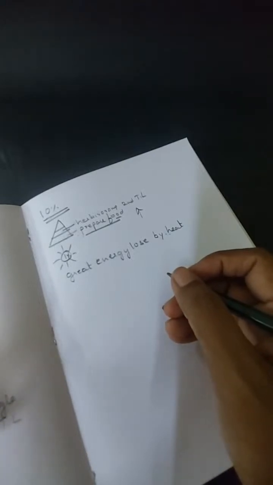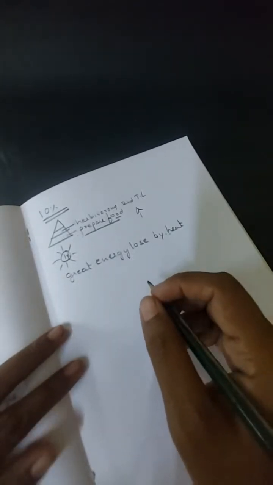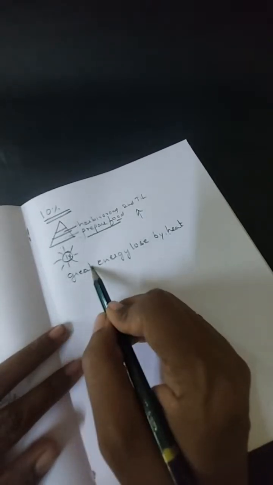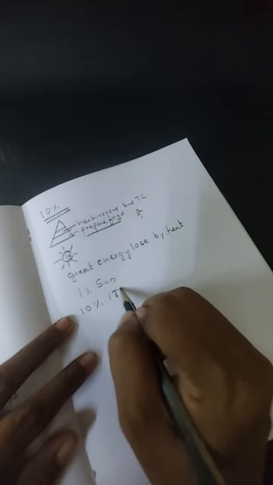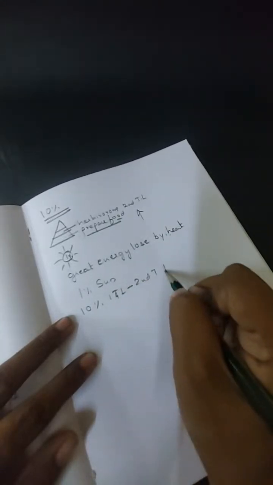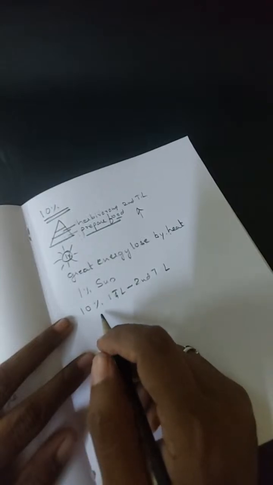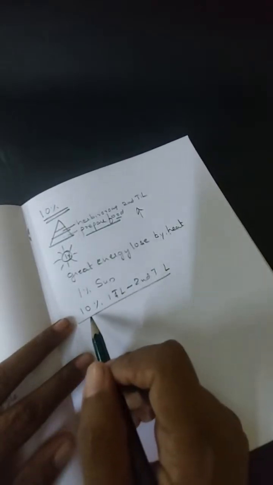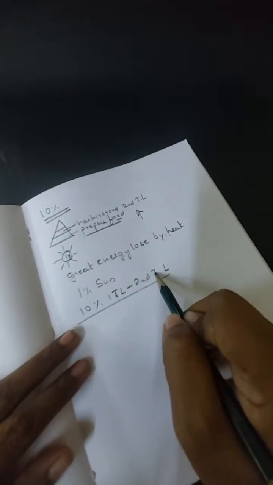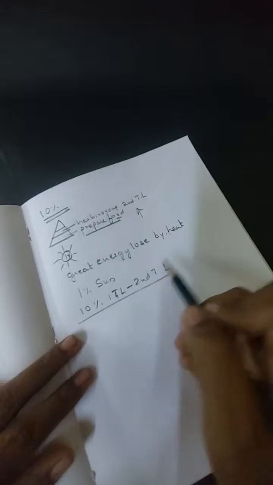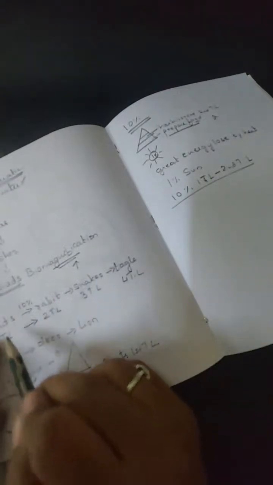Next one, from this we can say that only 1% of energy comes from the sun, and 10% of energy passes from one trophic level to another trophic level. So this is one point. 1% of energy is coming from the sun and 10% of energy is transferring from one trophic level to another. Only 10% of energy is going from here to here, here to here.